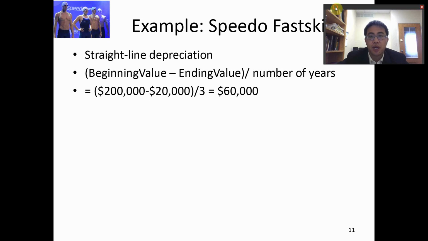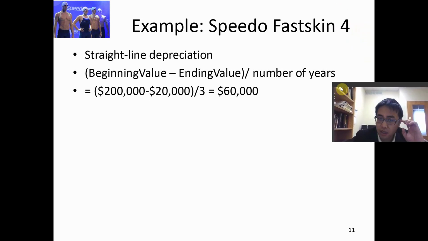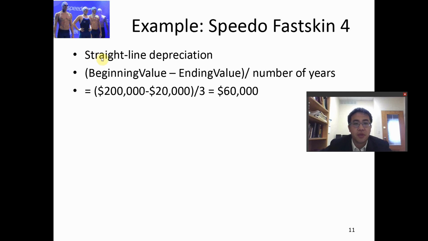All right, so the first thing we can do here is try to get the depreciation. Since we use straight line depreciation, it takes the formula of beginning value minus ending value, so this is the total amount of depreciation, divided by the number of years. So each year the depreciation amount is the same. We divide the whole total depreciation by the number of years, and you will find 60,000 for this case.